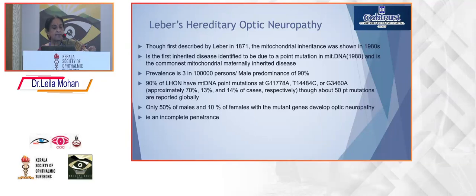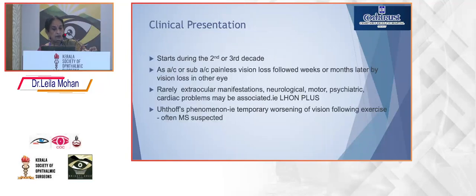The commonest point mutation seen is at 11778, G to A. That is the commonest mutation, seen in about 70%, and the other mutations are the commonest reported globally. But there are about 50 point mutations seen. Only 50% of the males and 10% of females develop the optic neuropathy. That means there is an incomplete penetrance. Not all the patients develop the disease.